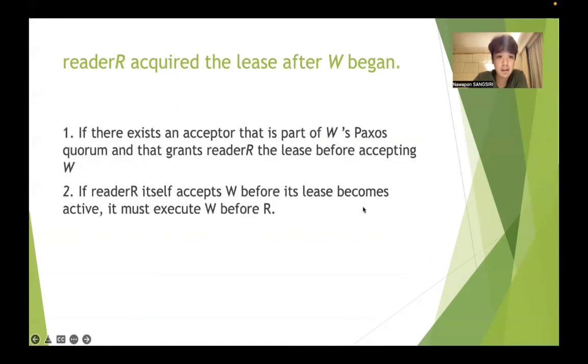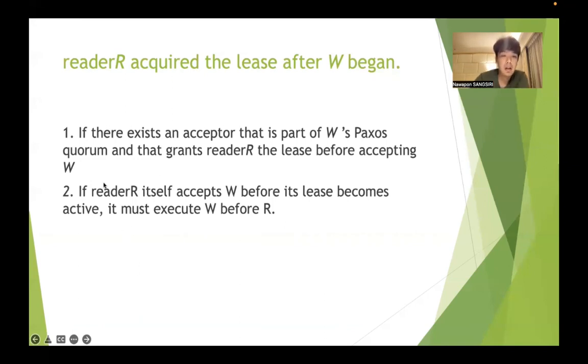The next case is when the reader did not have an active lease before the write operation began. This case is also divided into 3 cases. The first is that the reader is an acceptor of the write operation. It means that in the system, the proposer has to send a message to half of the replicas before it commits, which is the normal path, and one of them is the reader R. So the reader R will know the write operation before it reads the value of A. It must execute the read operation after the write operation.